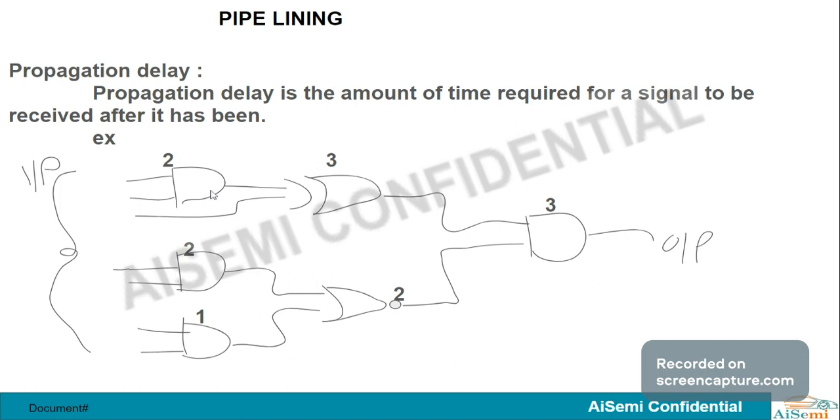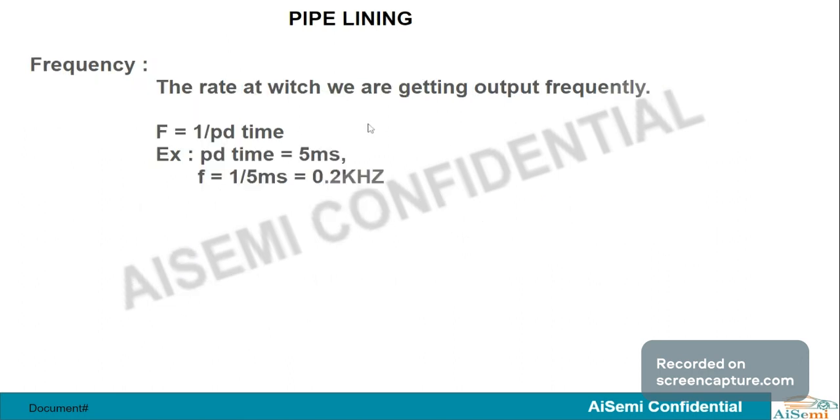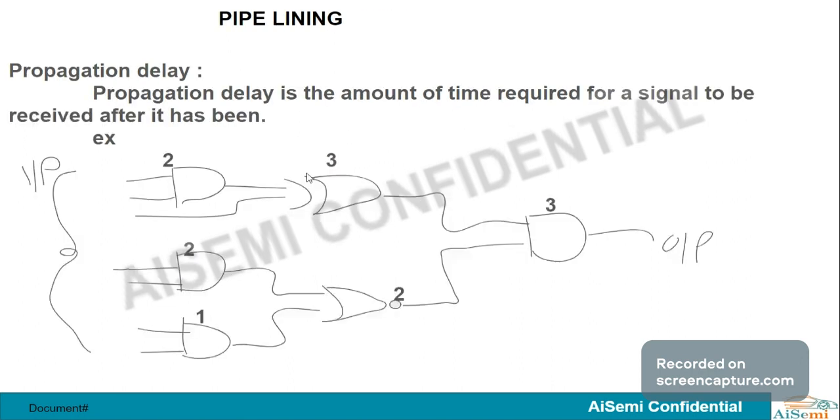I'm taking a circuit diagram. The circuit diagram is a combination of logic gates. I'm giving a time for each logic gate: here 2 milliseconds, 3 milliseconds, and 3 milliseconds, and here 2 and 1 milliseconds. This is the input and this is the output. Here we observe one thing: the propagation delay means the longest path. The longest path, the one that takes the highest time, is known as the propagation delay.